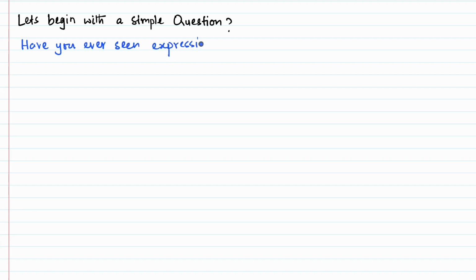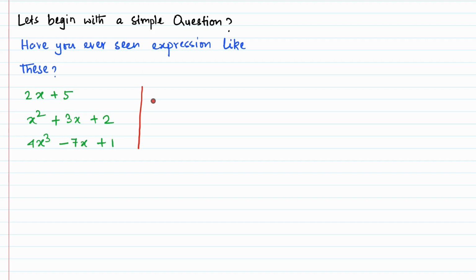So let's begin with a simple question. Have you ever seen an expression like this? I am going to write some expressions, whether you have seen them or not. 2x plus 5, x square plus 3x plus 2, 4x to the power 3 minus 7x plus 1. These expressions are what we call polynomials.